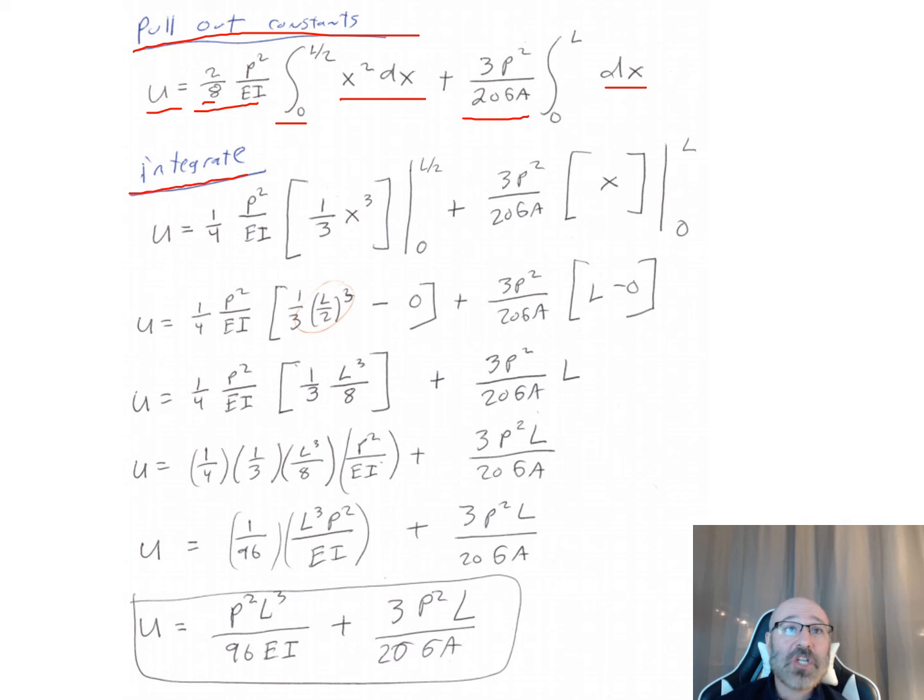We do the integration and we see that U is equal to 1/4 P squared all over 4EI. That's just taking the 1/8 and saying that 2/8 is equal to 1/4.